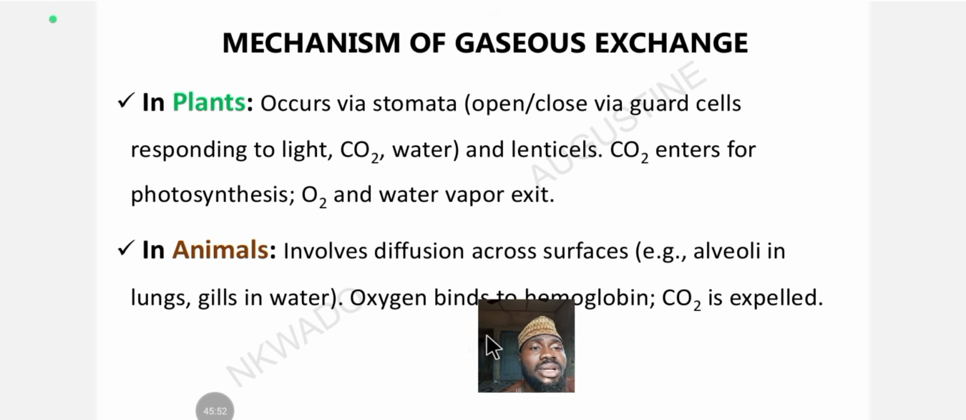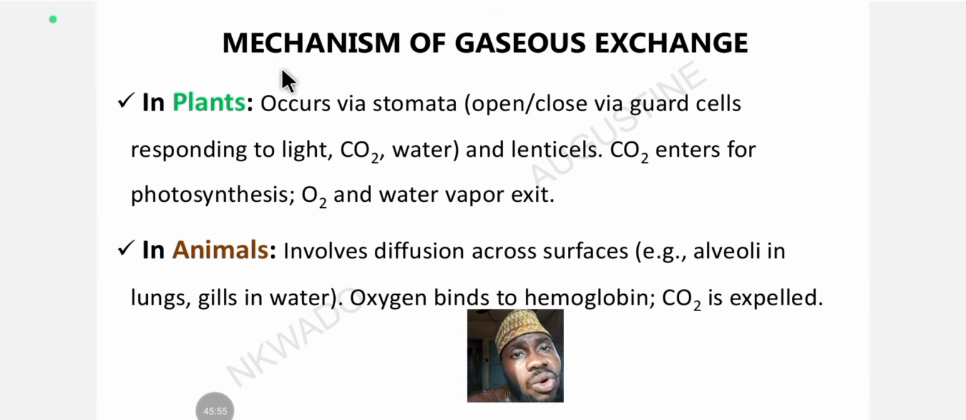Their function is gaseous exchange, taking in oxygen and giving out carbon dioxide. Now let's look at the mechanism of gaseous exchange. In plants, when we say the mechanism of gaseous exchange, we are talking about how this gaseous exchange occurs. I've explained this before, but let's look at it again because I want you to understand better. In plants, gaseous exchange occurs via the stomata.